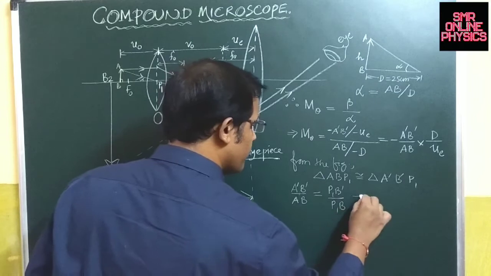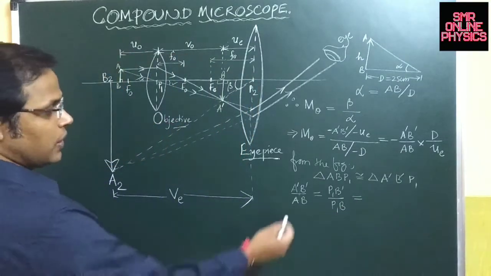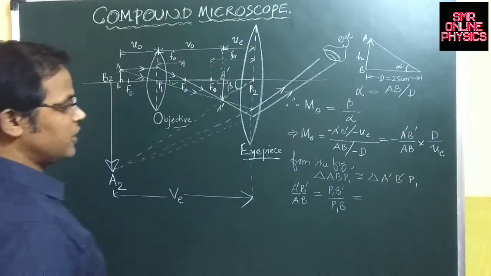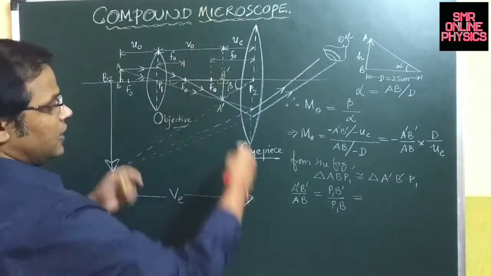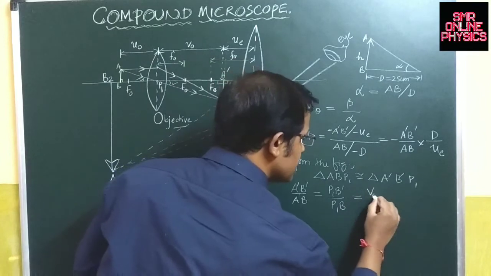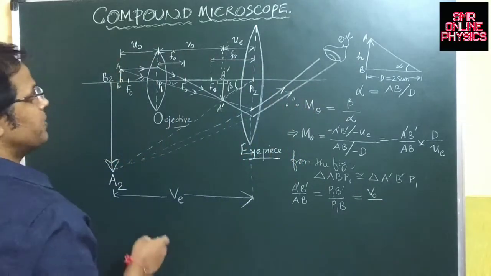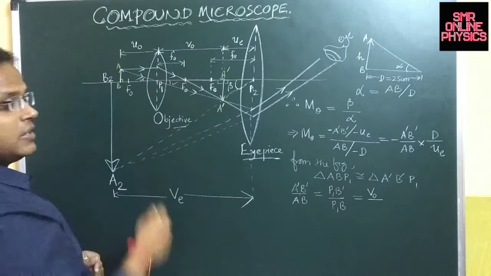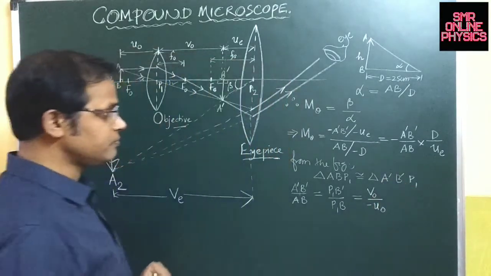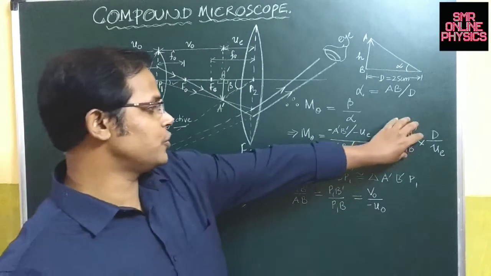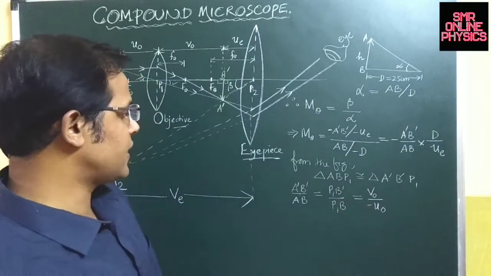Okay, what I get from here, this is what I exactly have over there. What is P1B dash? P1B dash, right side. This is my image distance V0. And what is P1B? P1B is on the left side. So this is your minus U0. So this part of the ratio, you are now very sure what you exactly got.